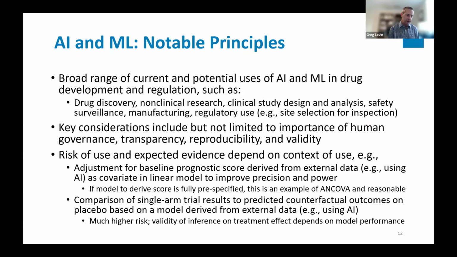So just to give a couple examples to illustrate how things can depend heavily on the context of use, these are a couple areas where we've seen AI at least discussed for possible use. The first is adjustment for baseline prognostic scores that are derived from external data using artificial intelligence. So adjustment as a covariate in a linear model to improve precision and power.